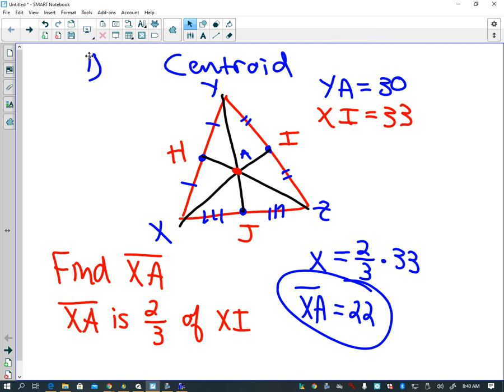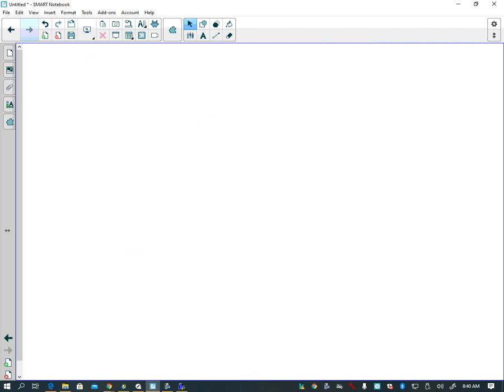So when they start talking about centroids and finding individual lengths, you want to think in terms of 2/3 and 1/3, depending upon what segment they've given you and what they're looking for. Okay?